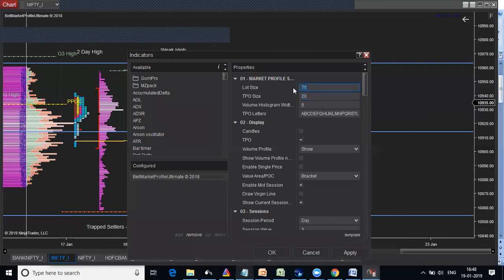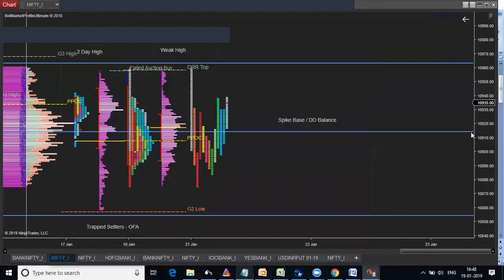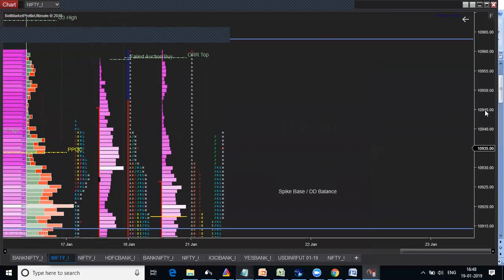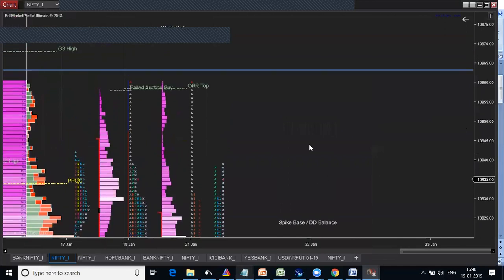Okay, so I set the lot size as 75. Now I'll be able to track the lot size traded at the day high. So 27 lots got traded at the day high, at that price level. From the candlestick charts, you will not be able to derive how many lots got traded at this price level, collectively across A, J, M. Out of that, how many are buyers, how many are sellers?